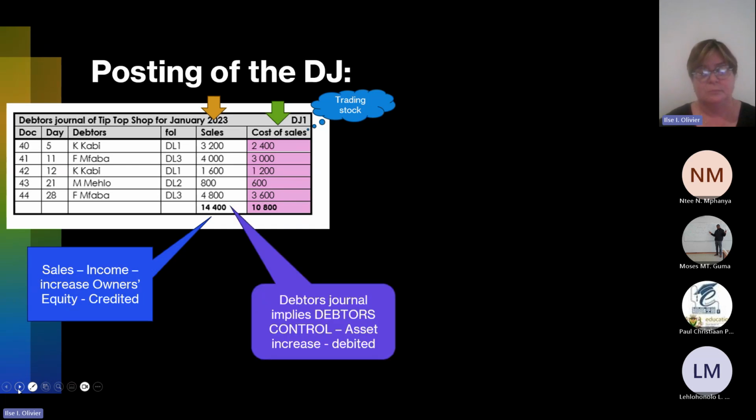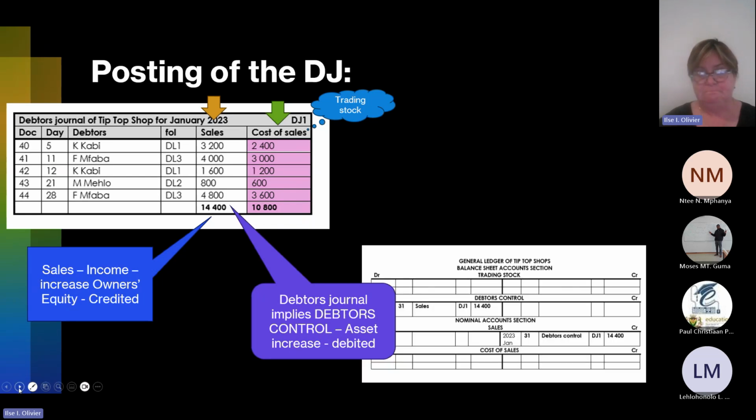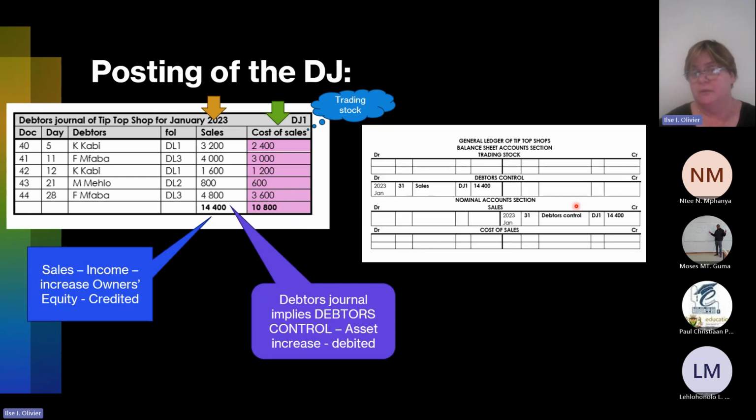But we can't write it in bank. Why not? Because it's a debtors journal, not a cash receipts journal. So the debtors journal implies that debtors control is used as an asset that increases and therefore it is debited. So how would it look? We start with sales because that's what we know.